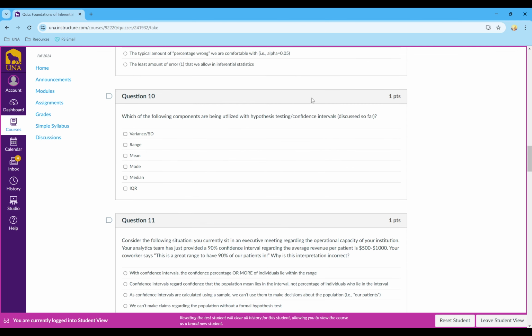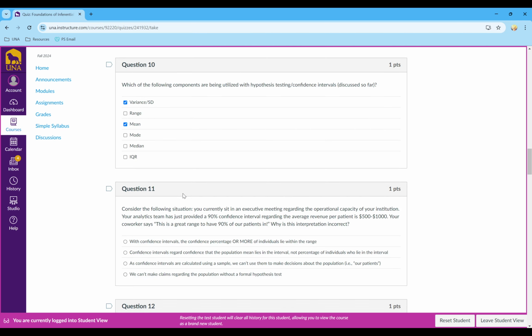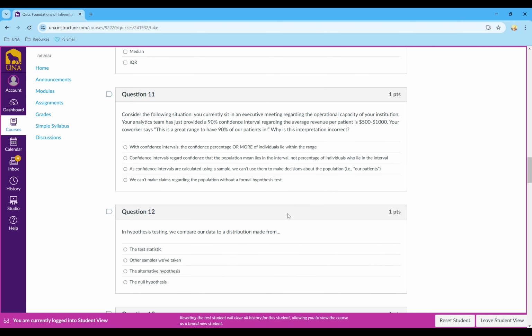Yep. All right, which following components are being used with hypothesis test confidence intervals? Well, we're definitely using variance and standard deviation, not range. We're using mean, not mode or median or IQR. So variance and mean are what we're using with our classic hypothesis test and confidence intervals in the class.